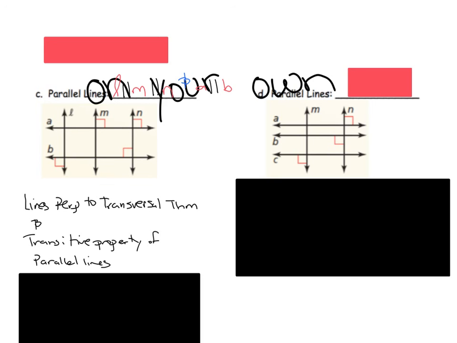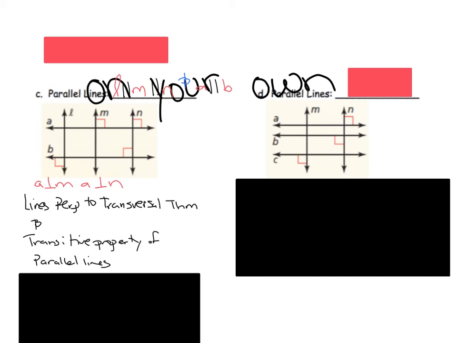Next one. Okay, so remember you're trying to find and link information. So if you need to write out things like A is perpendicular to M and A is perpendicular to N, so that way you can establish the different relationships, it makes it easier, then please do so.